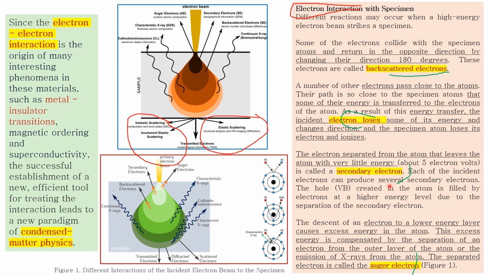So the electron interactions are based on materials, metal, insulator transitions. So these interactions we are going to be dealing with in the study of condensed matter physics. So this is one criterion.